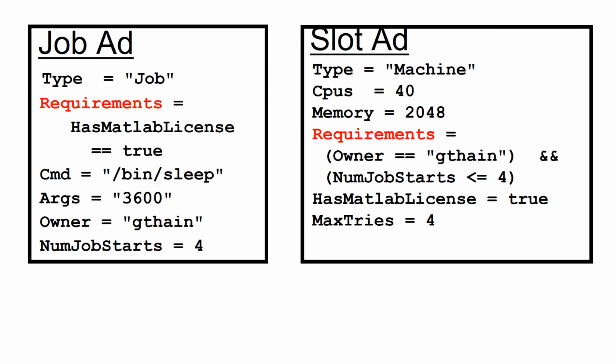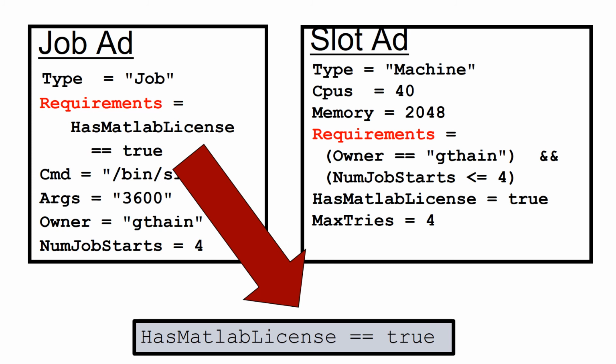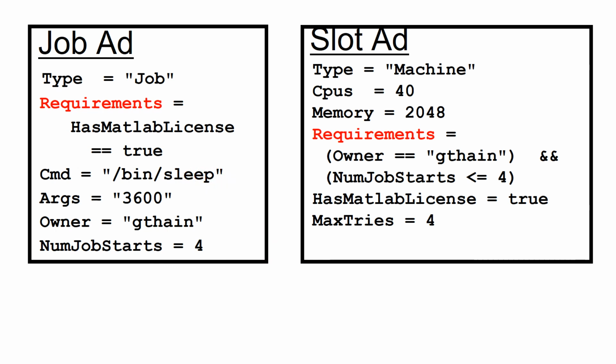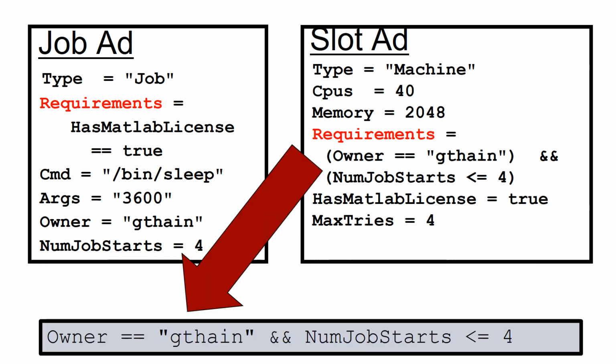In this case, it only wants to run jobs submitted by gthain and those jobs from him that haven't restarted more than 4 times. First, HTCondor takes the job ad's requirements. Much like the -constraint option to condor_status, we check to see if it evaluates to true. Because the slot does define HasMATLAB license as a true value, this requirements expression is true. And as that was true, we then check the other side. The slot requirements expression also evaluates to true in this case, so we have a successful match.